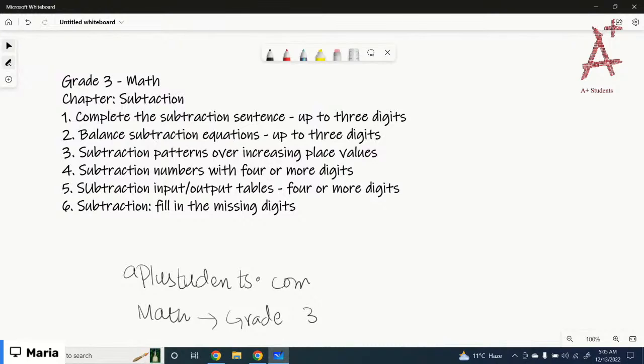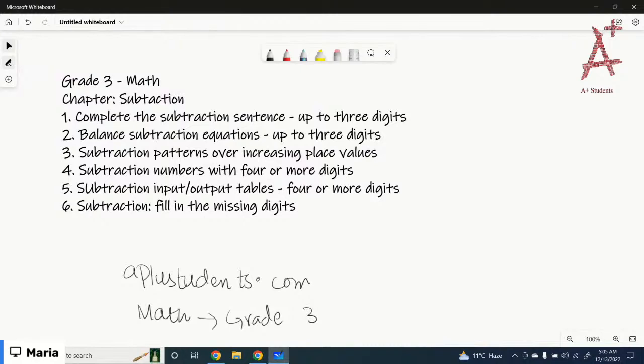We are going to start with this chapter, subtraction. Here is the list of the lessons we are going to cover today. They are complete the subtraction sentence up to 3 digits, balance subtraction equations up to 3 digits, subtraction patterns over increasing place values, subtraction numbers with 4 or more digits, subtraction input output tables 4 or more digits, and subtraction fill in the missing digits.